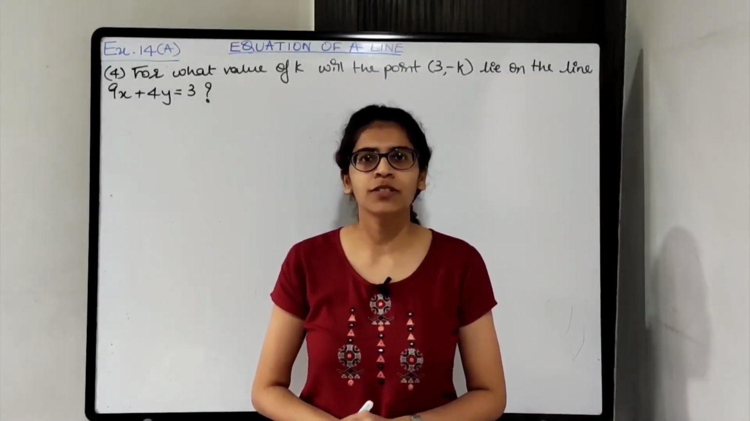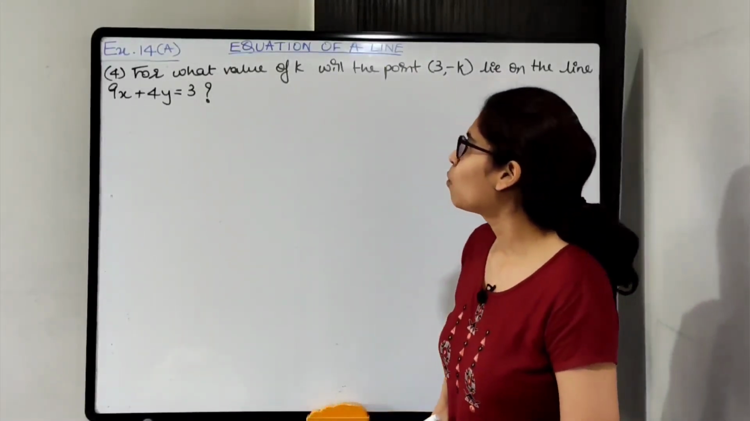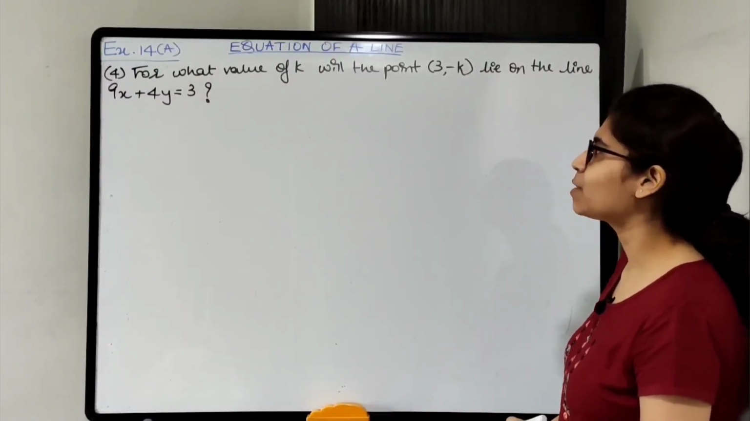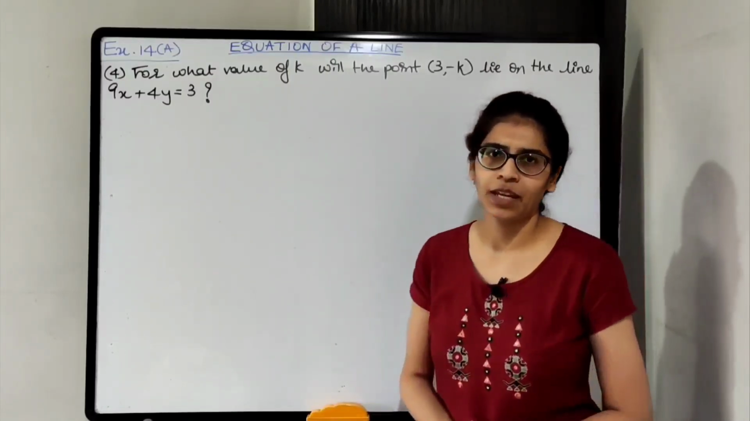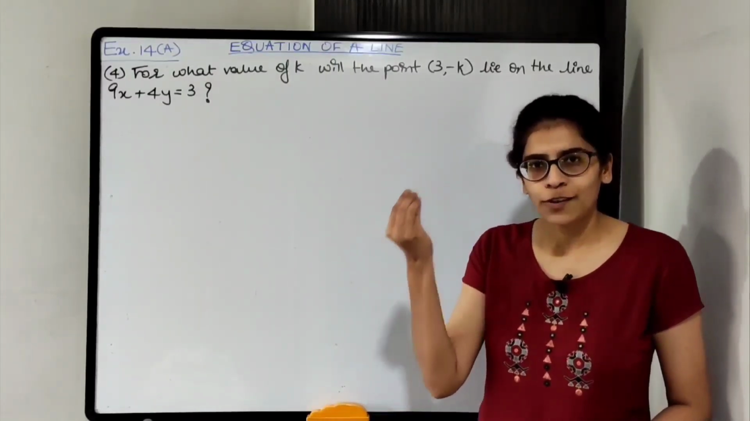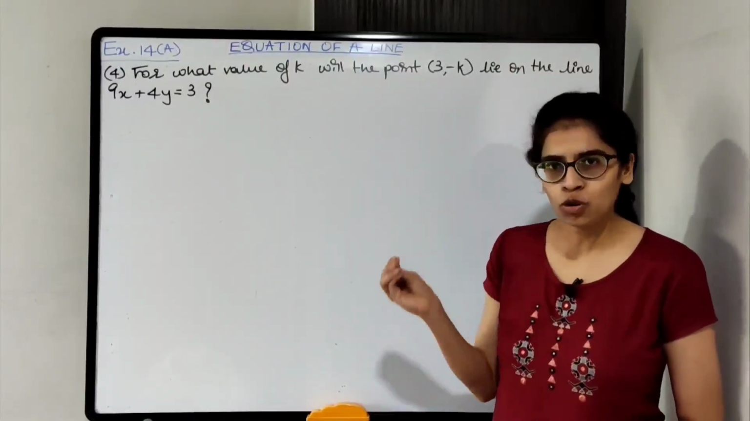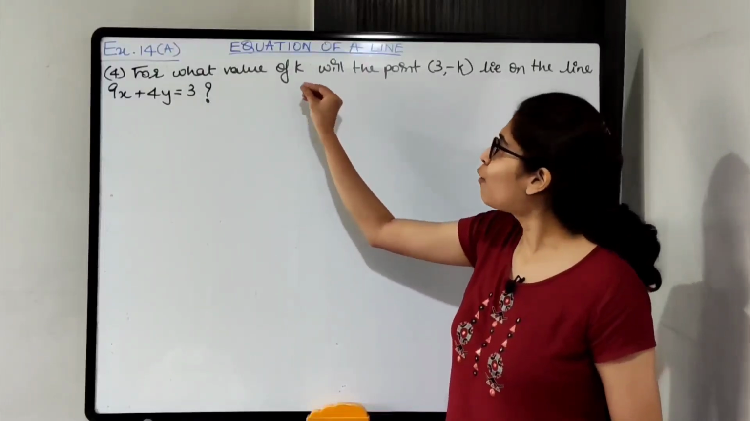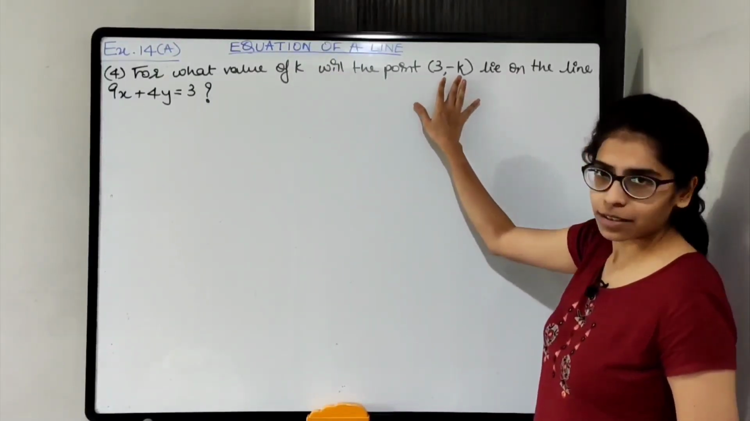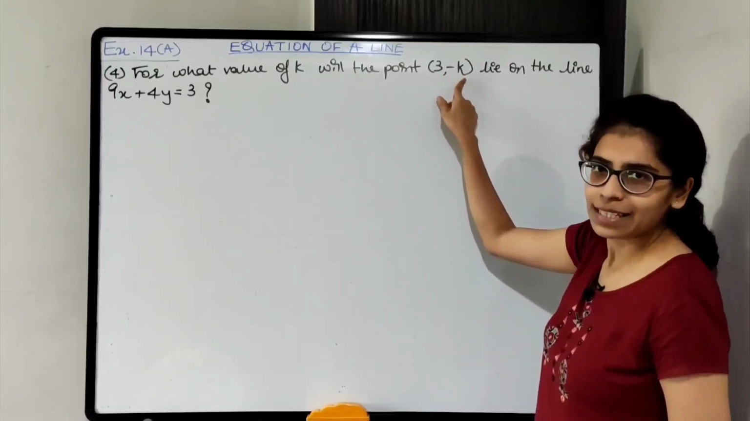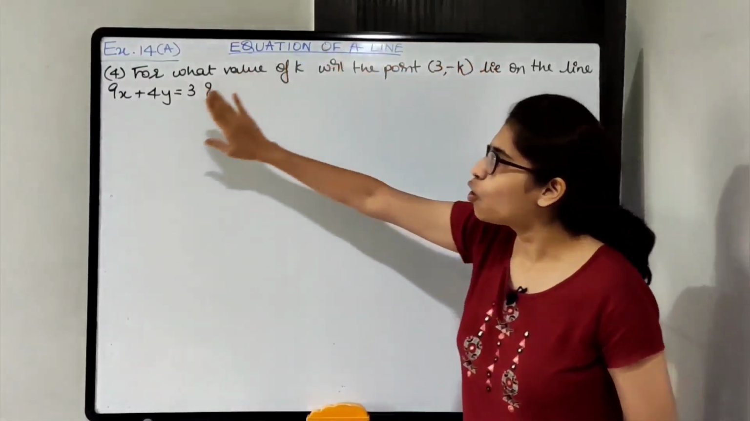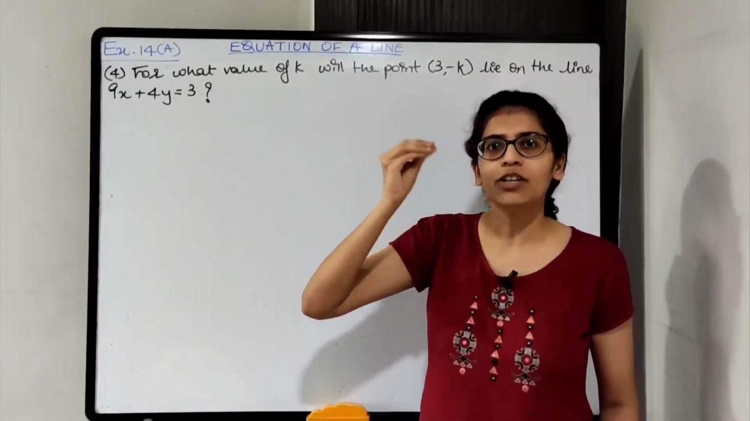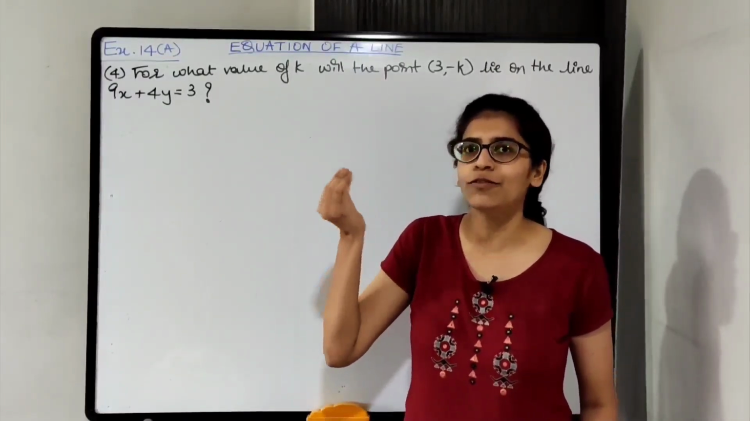Coming to next question, question number 4. For what value of k will the point 3 comma minus k lie on the line 9x plus 4y equal to 3? There is some value of k. What is that value of k? We don't know. We have to find that. So there is a particular value of k for which this point, 3 comma minus k, will be lying on this line. The point will be lying on the line. What is that? We don't know. We have to find out.